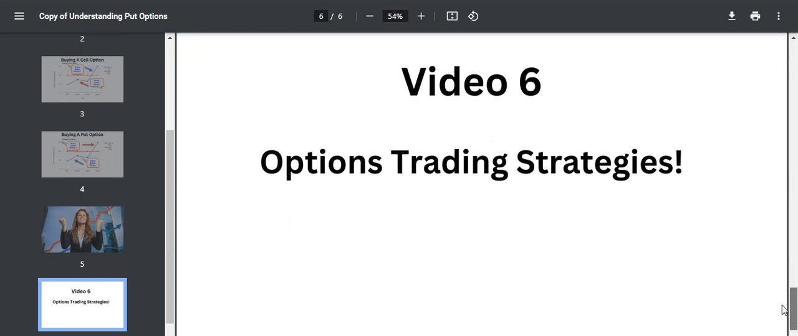So in video 6, this is basically what it's all about. I'm going to be looking at some options trading strategies. This is basically the secret sauce that's going to help you to become a successful and profitable options trader. Because if you don't trade with a strategy, it's a recipe to lose money. So it's very important to have a clear strategy that you can follow, so you can place profitable options trades. And that's what I'm going to look at in video 6, the next video.